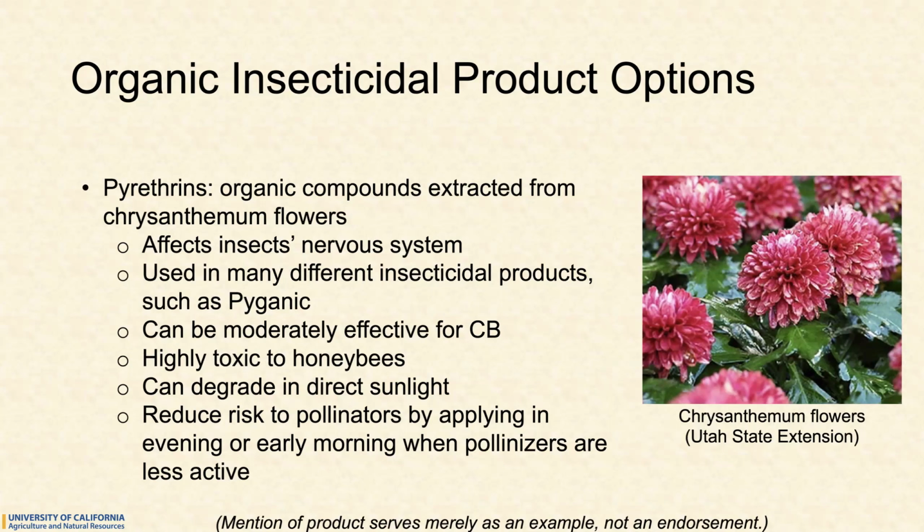Pyrethrins can be moderately effective for cucumber beetles. I've heard mixed reviews. I think it's really important to follow label instructions. So just make sure, before you draw any conclusions about efficacy, make sure you've used it correctly. You can always call your product supplier or just chat with them and walk them through what you did. But also bear in mind, it can be highly toxic to honeybees. It degrades in direct sunlight. If you're going to use this, make sure you reduce risk to pollinators by applying it in the evening or early morning when they're a bit less active.